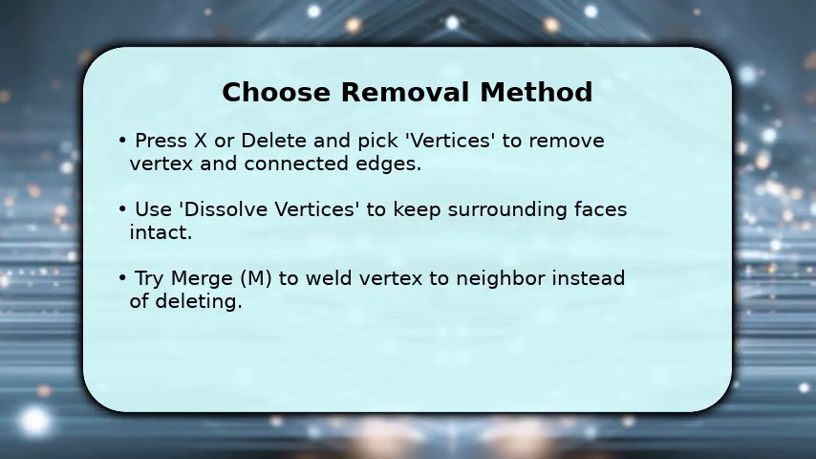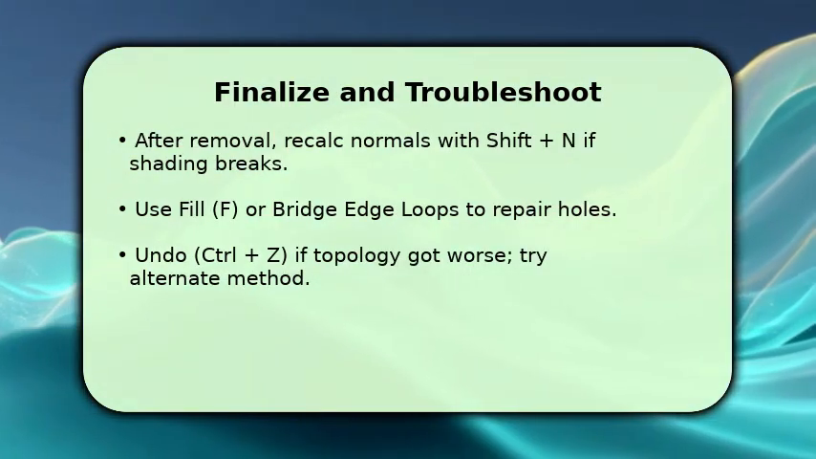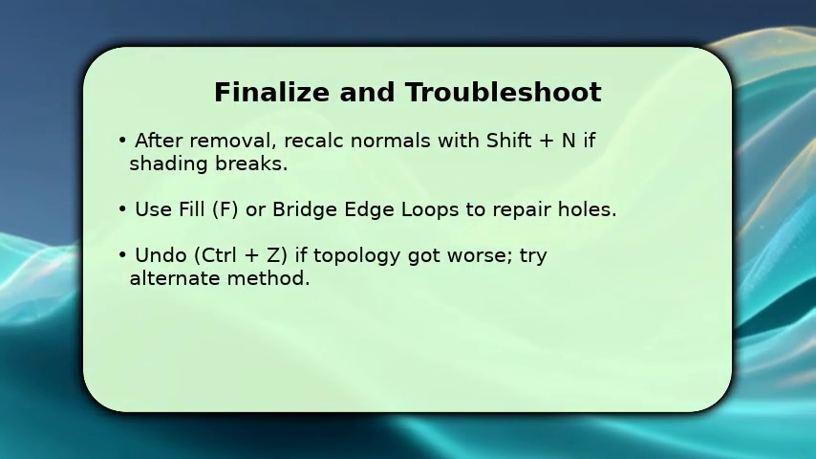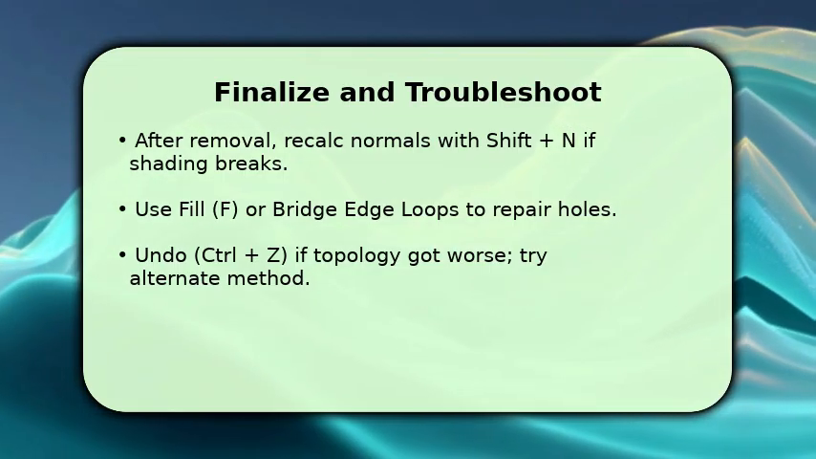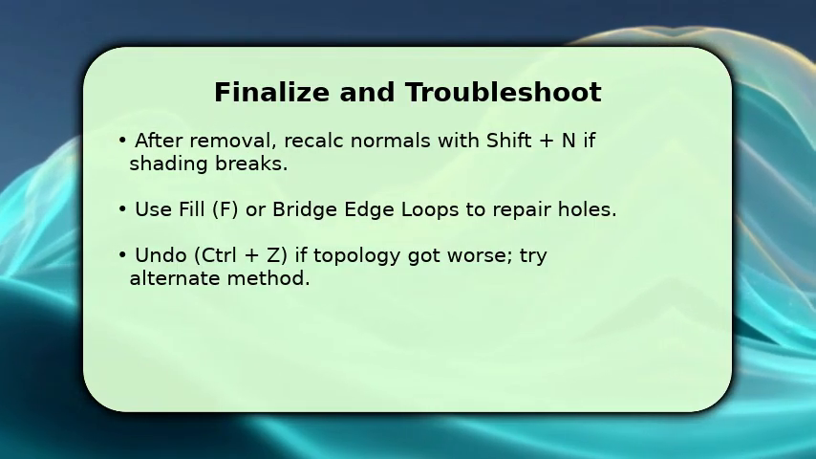Once the vertex is gone, inspect the mesh for holes or shading errors and recalculate normals with Shift+N if faces look dark or inverted. If a hole appears, use F to fill a face or bridge edge loops for a cleaner patch. These tools restore geometry without rebuilding from scratch.